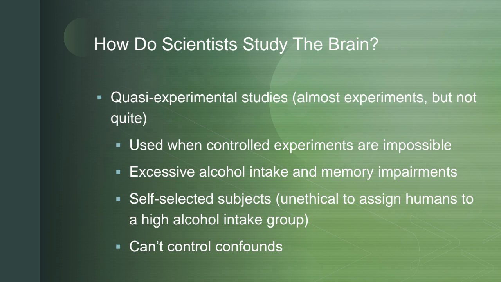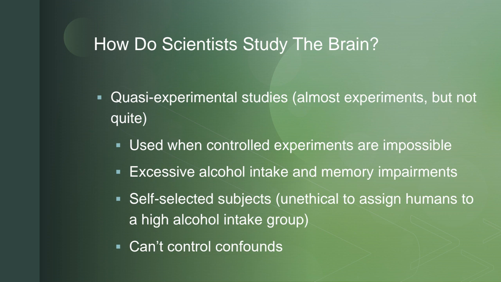Because of course you can't make people drink excessive amounts of alcohol and see what it does to their memory, because that's not ethical. But we do have people who decide to drink excessive amounts of alcohol on their own. And you can look at memory impairments in that group. But the problem is that they are self-selecting. And this means that the researcher can't control for potential confounding variables. So because of this, it doesn't allow for direct establishment of cause and effect relationships.